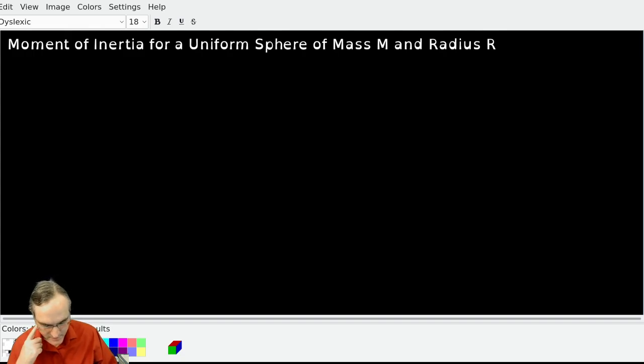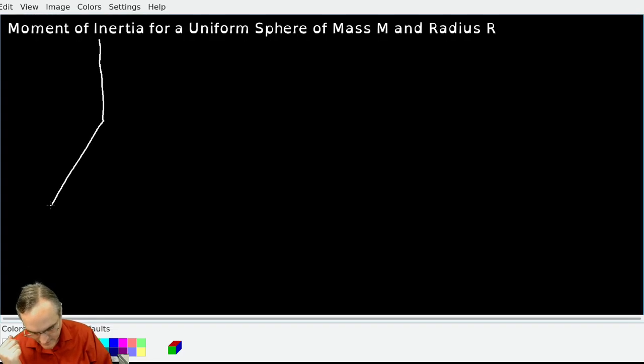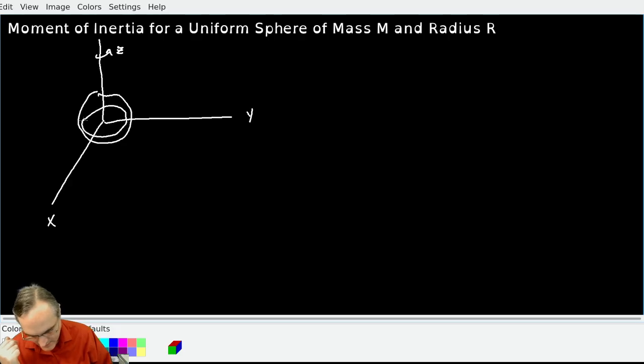All right, moment of inertia for a uniform sphere. So let's see, get our axes out there. This one's a little bit trickier. We're going around our z-axis. We have our x and our y, and there's going to be this spherical shape here.